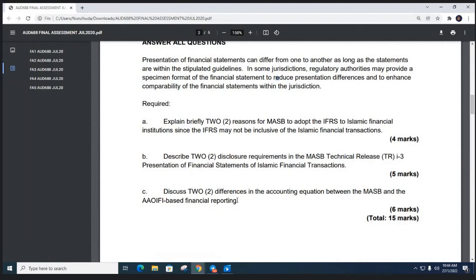The second difference in terms of presentation of investment account for the MASB, it does not directly address on how the restricted and unrestricted investment account should be presented, while for the IOFE, it immediately stated the presentation of the restricted investment account to be presented separately. Okay. So for the investment account holder too, they are not sure whether to put it as owner's equity or liability. So that's why there is a separate item for that under the IOFE based financial reporting.